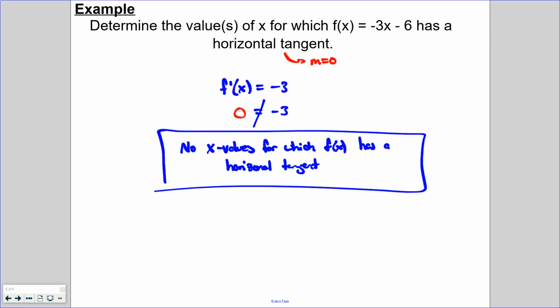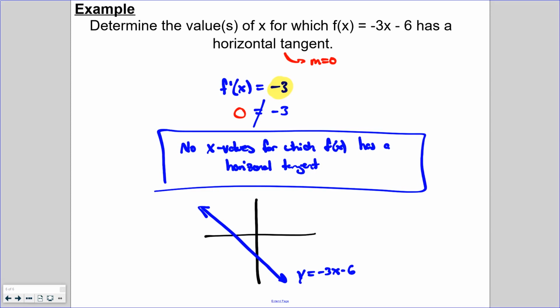And if we were to look at this particular function, it is a linear function. And as we can see, this particular linear function has no turning points. It has no places where we would have a constant function or where the slope is 0. Our slope is always going to be negative 3, so therefore no horizontal tangent lines.